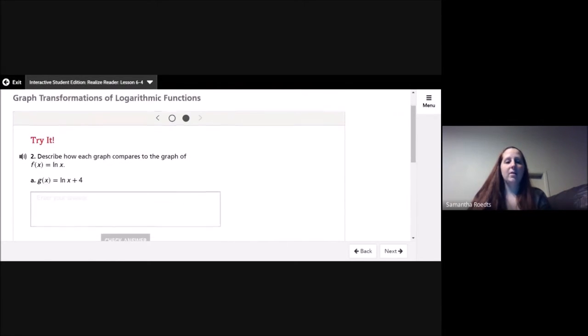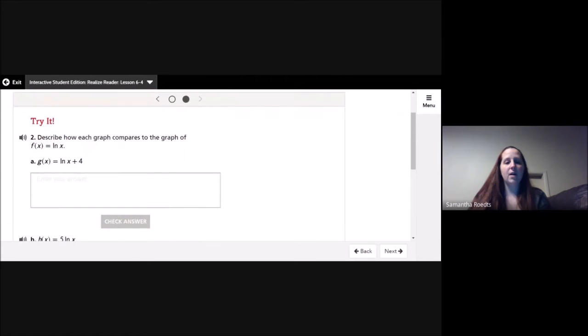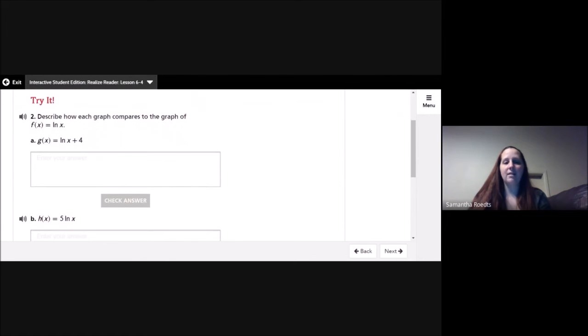All right, so describe how each graph compares to the graph of f of x equals ln x. g of x equals ln x plus 4. Notice it is not in the parentheses. So this means it's a shift up and down. So it's a shift of 4 up. So it's translated 4 units up.